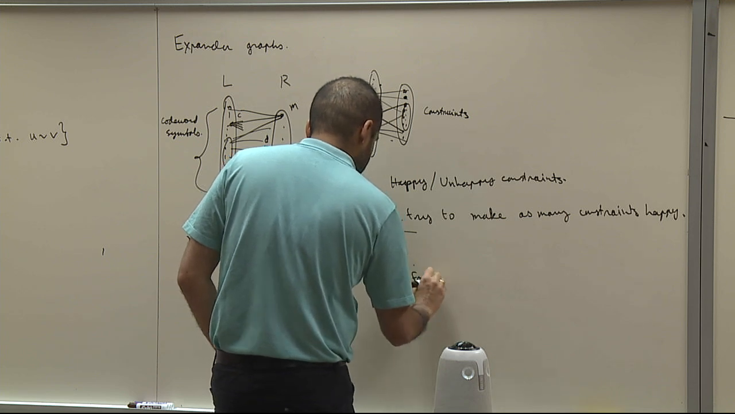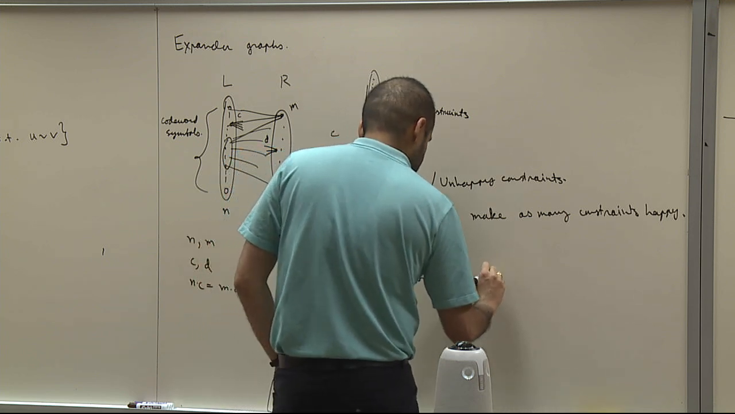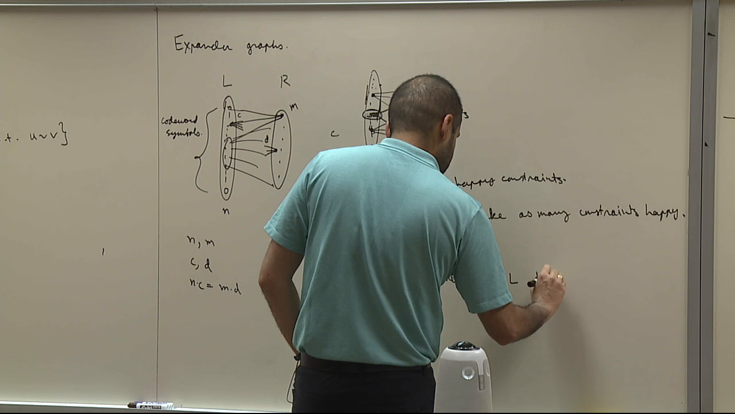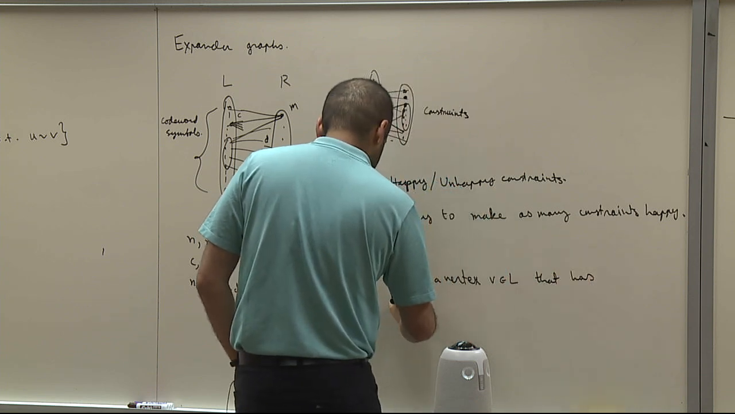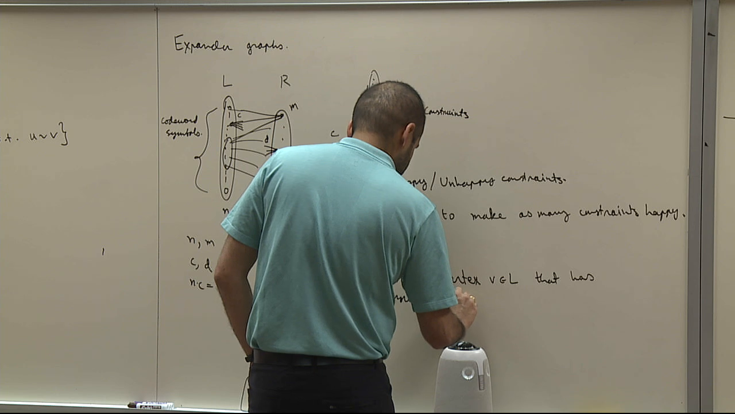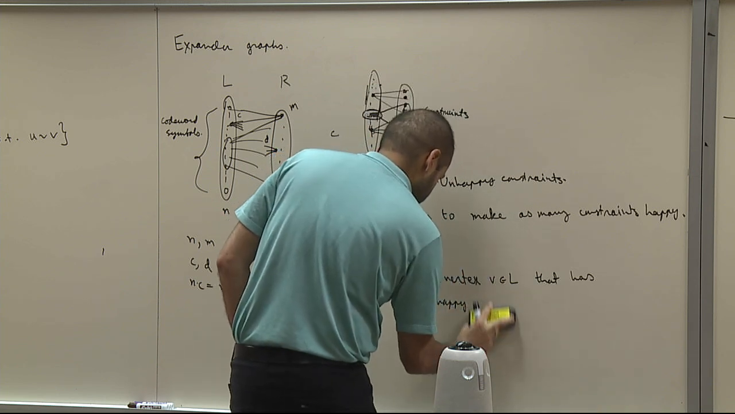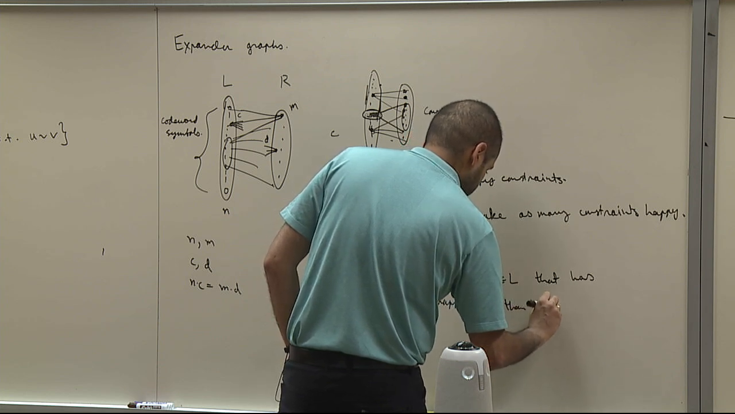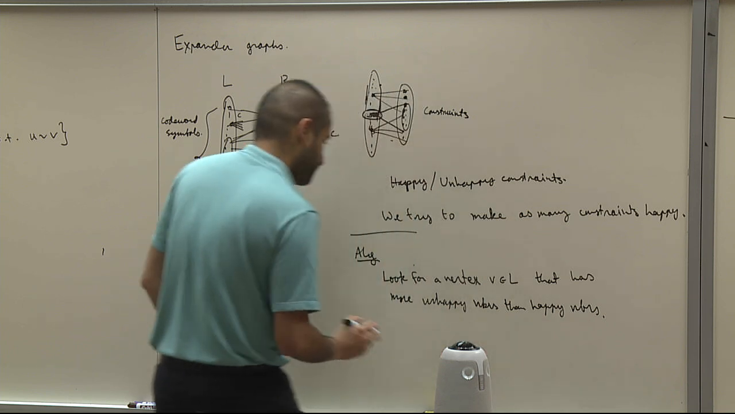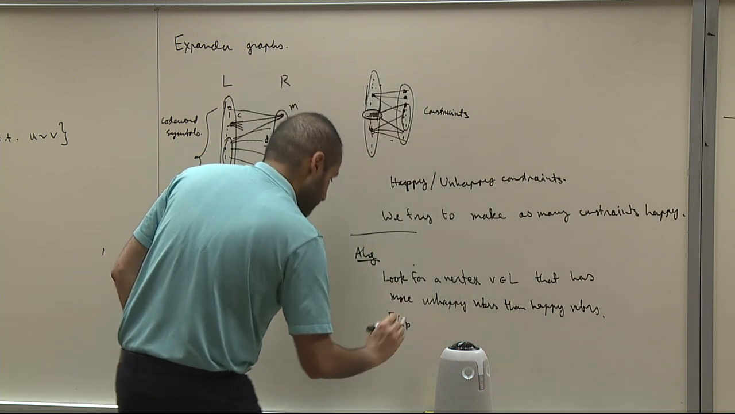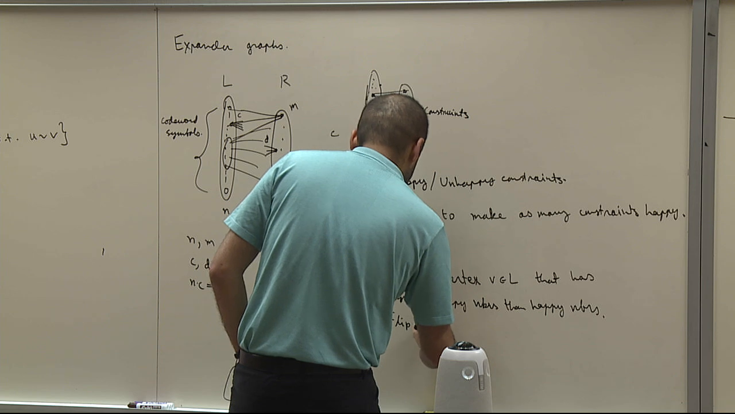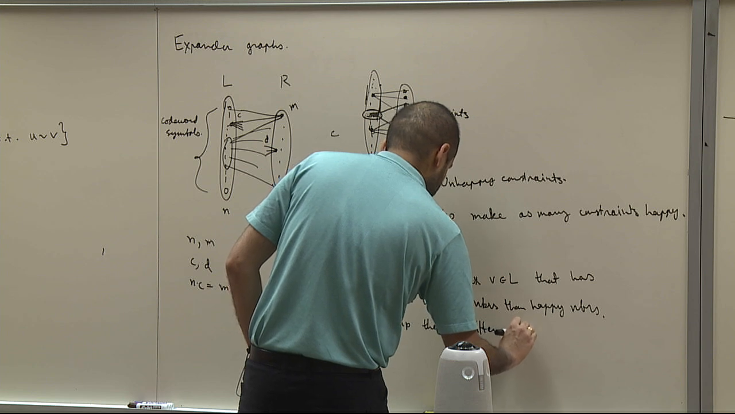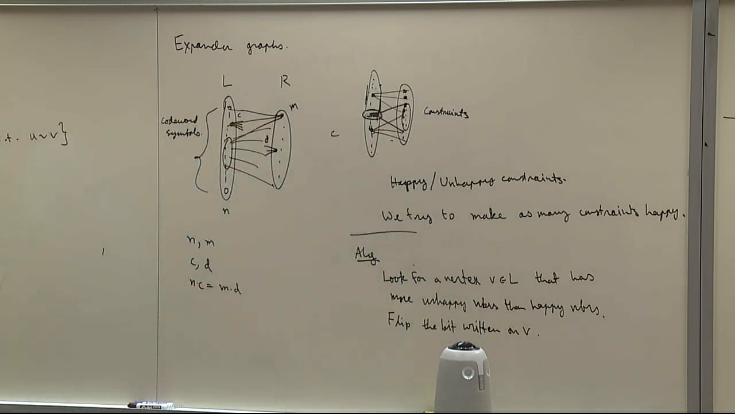Look for a vertex V in L that has more unhappy neighbors than happy neighbors. Flip the bit written on it. And this is the algorithm.